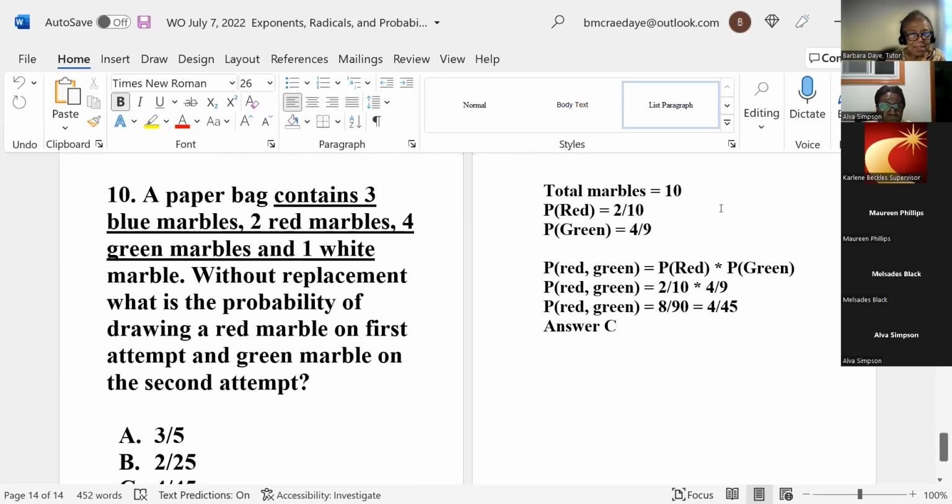Miss, I just don't understand how you get a 90. Let me see. What's 2 times 4? 8. And 10 times 9. Oh, that's how you do it. Yeah, when you multiply fractions, you just multiply the numerator and multiply the denominator. Sometimes I have to write it, but when you slash it, sometimes it fools me. That's why I make an error.